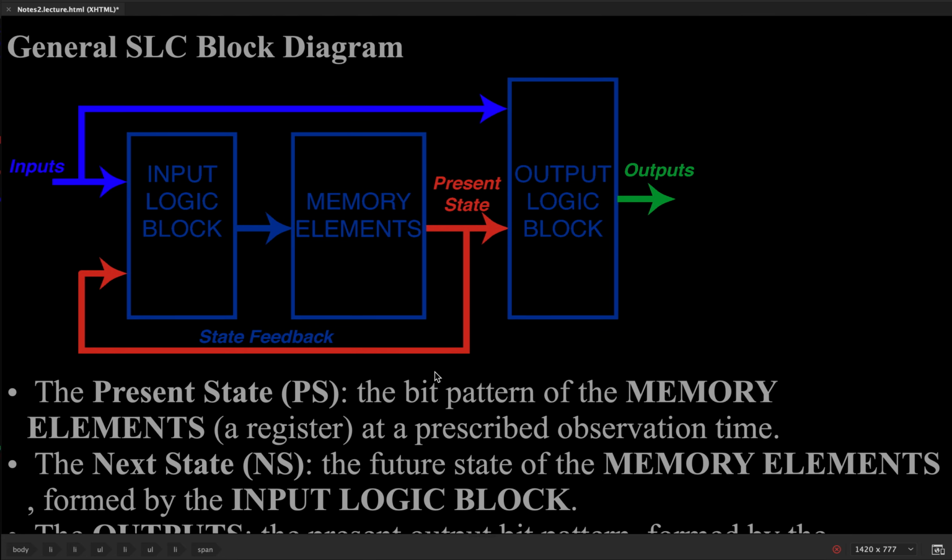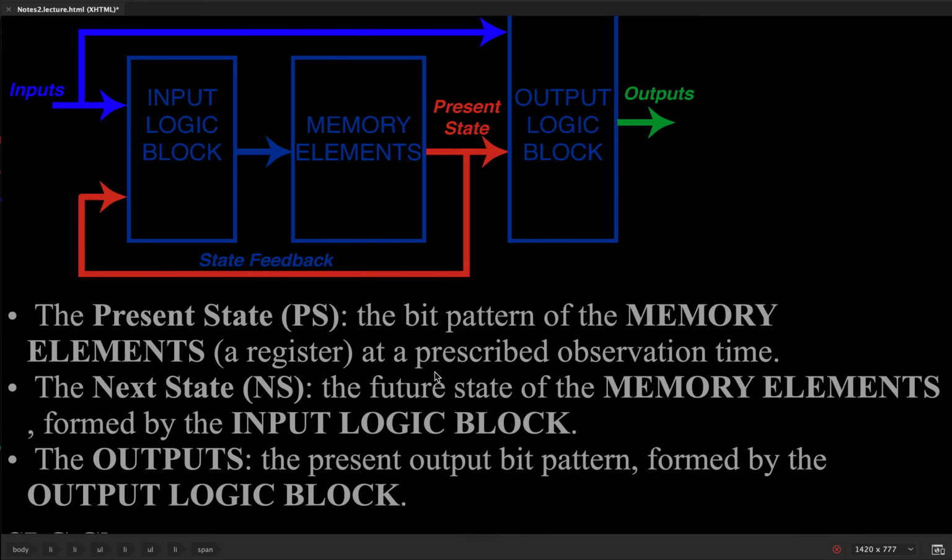So let's look at our definitions here. Present state is the bit pattern of the memory elements, typically flip-flops, which are forming a register. The next state is the future state of the memory elements, and the outputs are the present output bit pattern, which depend upon the present state. And in addition, it might depend upon the inputs.